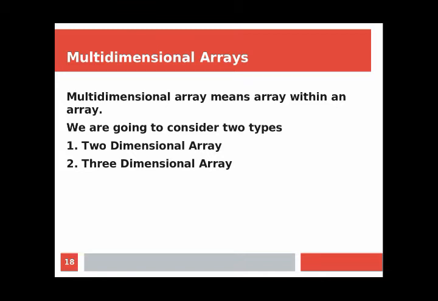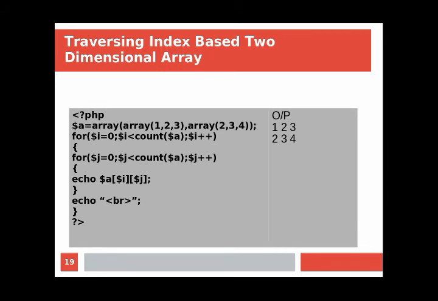First, we will see two-dimensional arrays, traversing an index-based two-dimensional array. Here is the PHP program, PHP $A equal to array. Here in this array, two elements are there, which are themselves arrays. So $A is the array variable, then in that array the first element is itself an array, and the elements of this are 1, 2, 3. Then the second element is again itself an array, and the elements are 2, 3, 4.